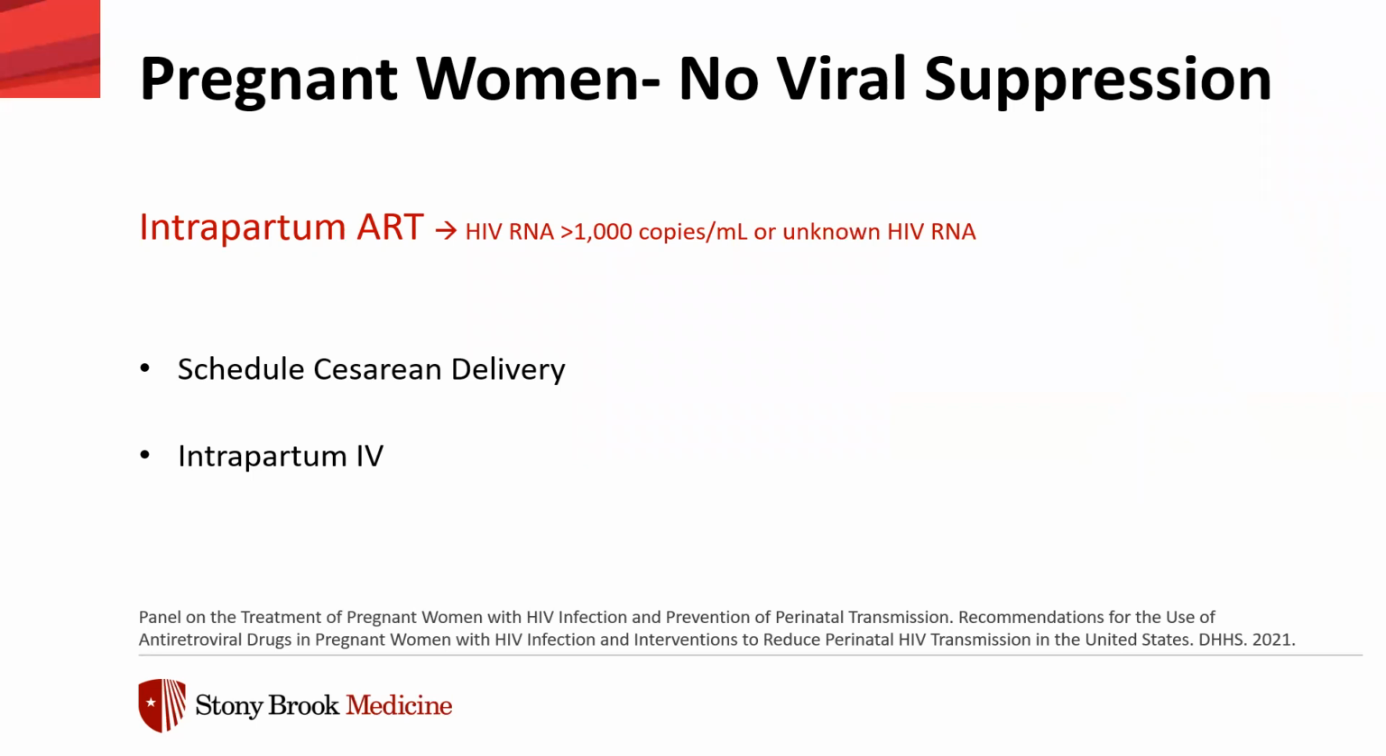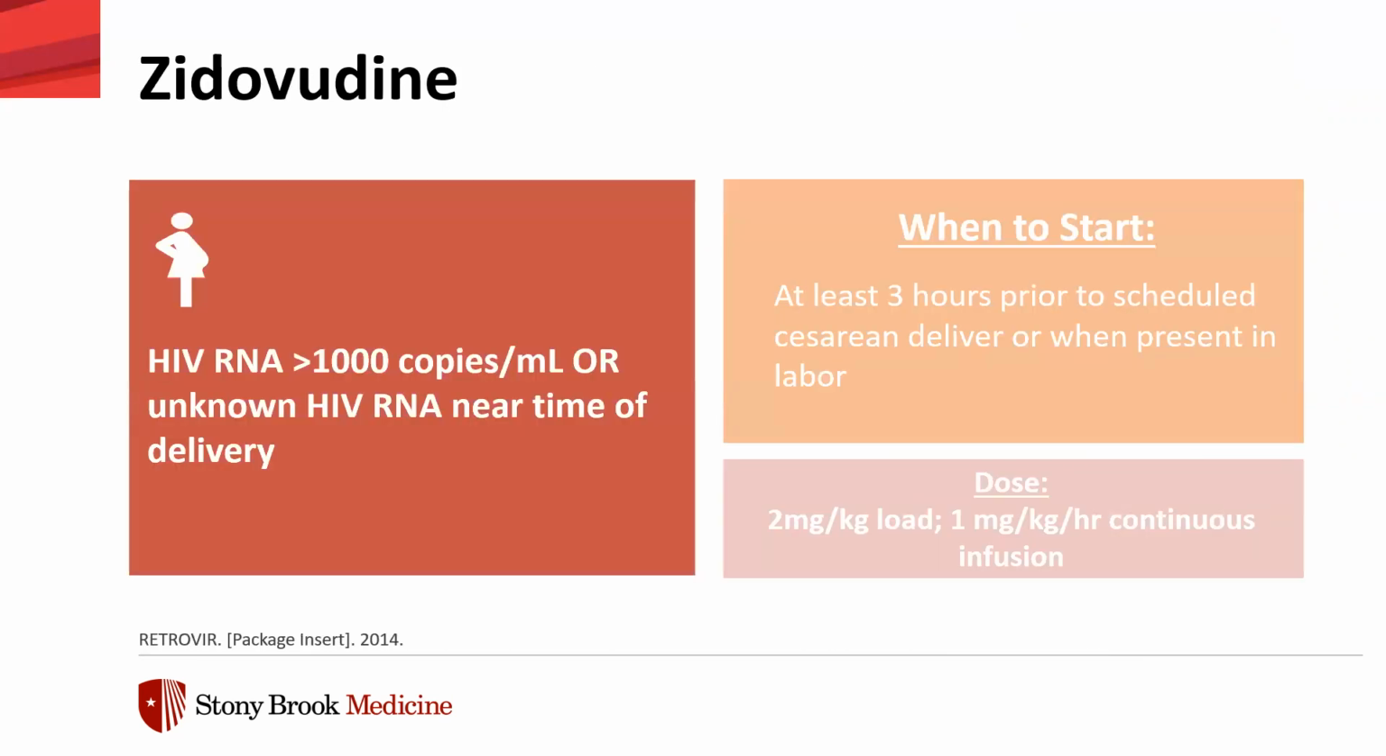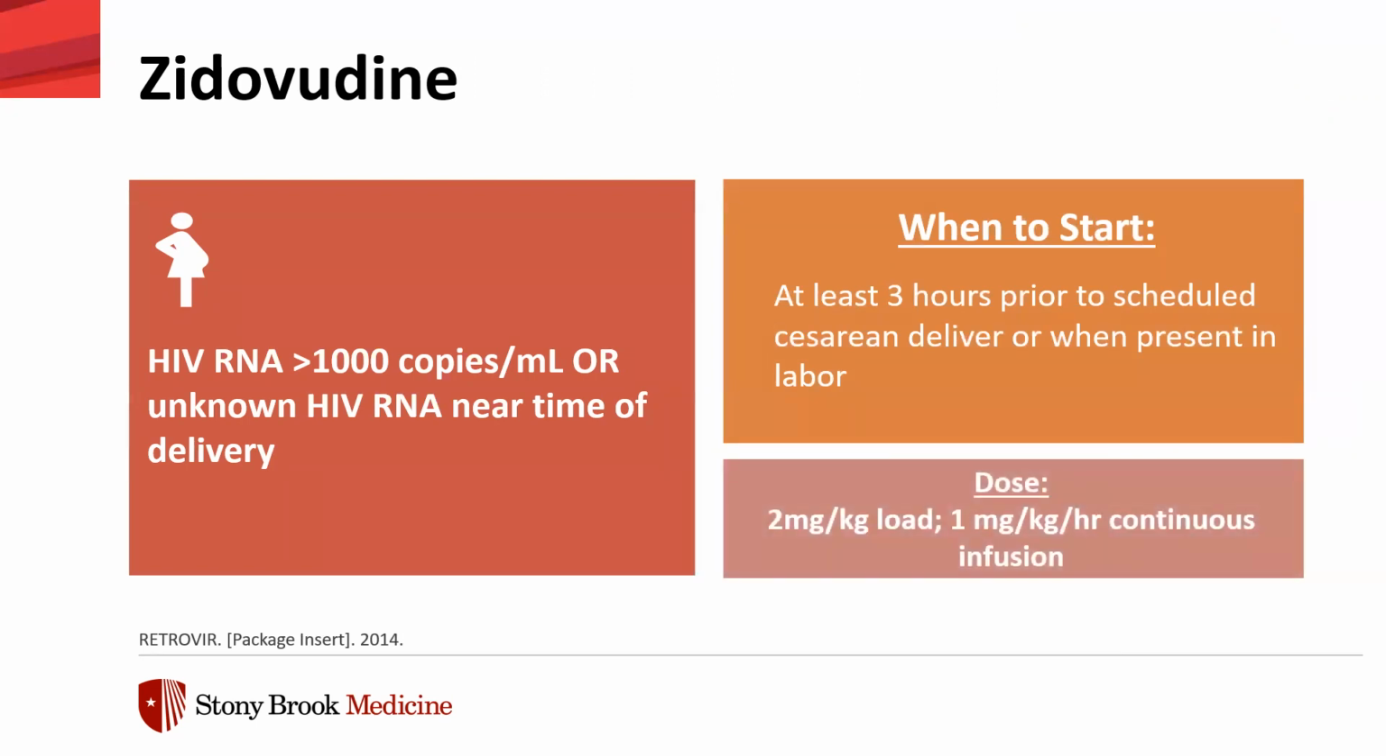Correct. It is IV zidovudine. So zidovudine is specifically recommended in these pregnant women who have an RNA of greater than 1,000 copies per milliliter or unknown near the time of delivery. It's recommended to be started at least 3 hours prior to the scheduled C-section or when they present in labor. The dose is a 2 milligram per kilogram load followed by a 1 milligram per kilogram per hour continuous infusion to be continued for a minimum of 3 hours or until clamping of the umbilical cord.